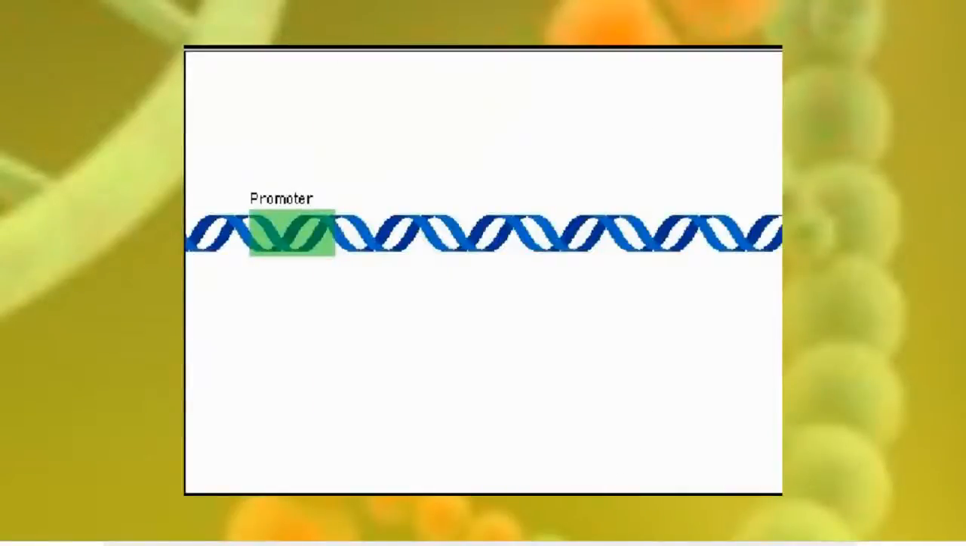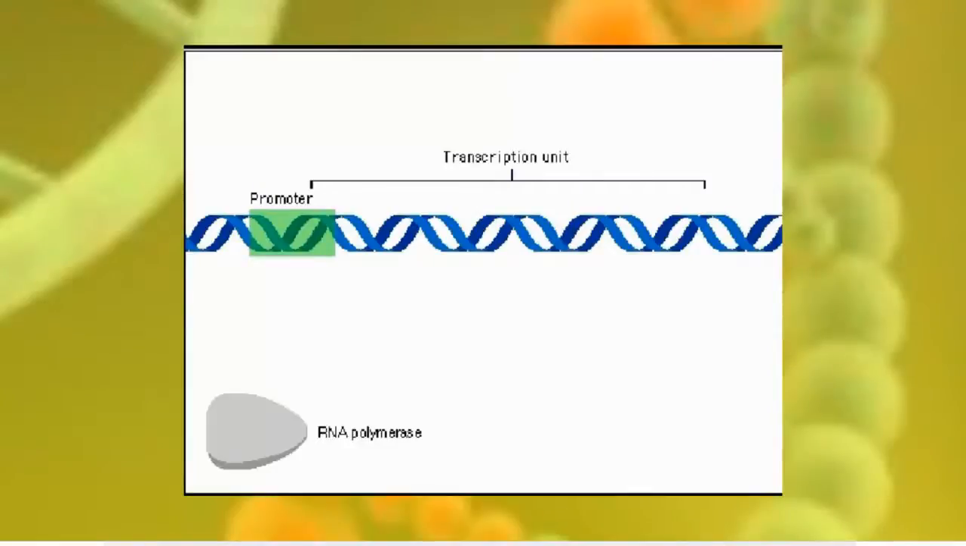The portion of the DNA that is transcribed into an RNA molecule is called a transcription unit. An enzyme called RNA polymerase carries out transcription. With the help of protein transcription factors, it attaches to the beginning of a region of the DNA called the promoter, pries the DNA strands apart, and untwists a short portion of the double helix.